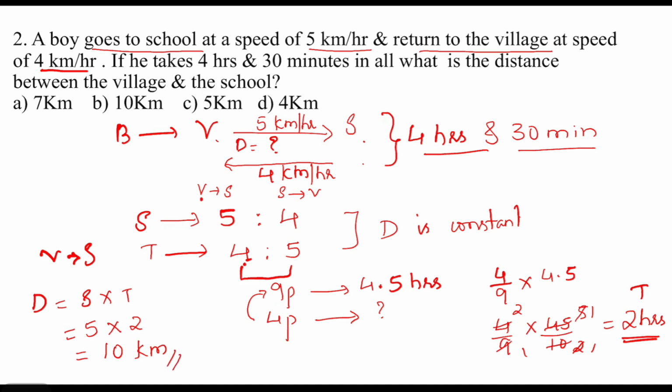Not necessarily do you have to take 4 parts. If you take 5 parts also, you will get the same answer. So option B is the answer. See, by converting everything into ratio form, we can solve the problems very easily. Now, going to the next problem.